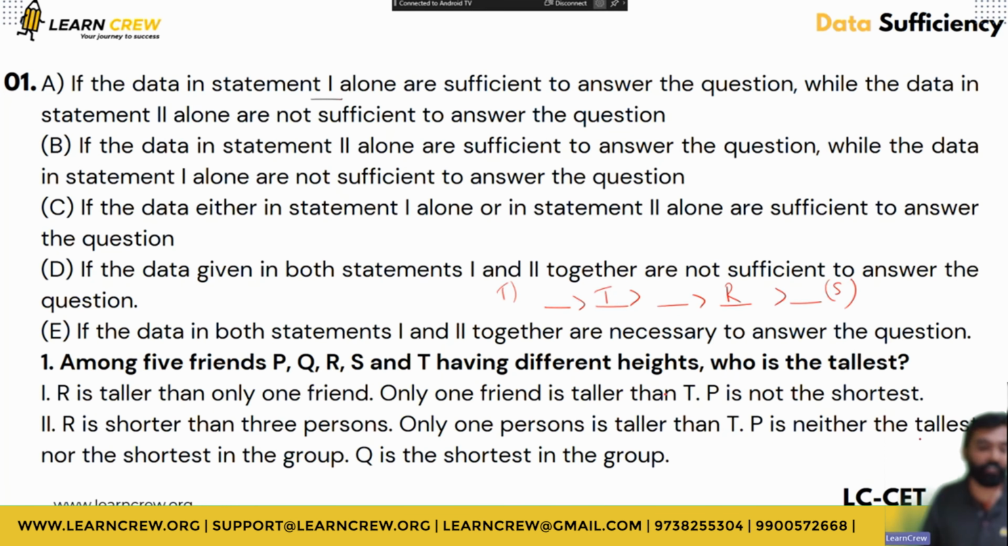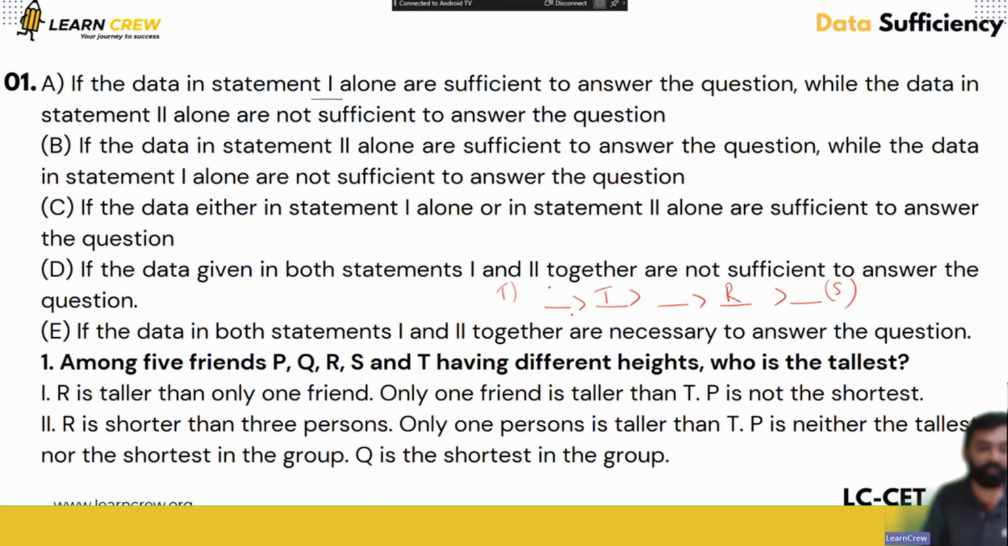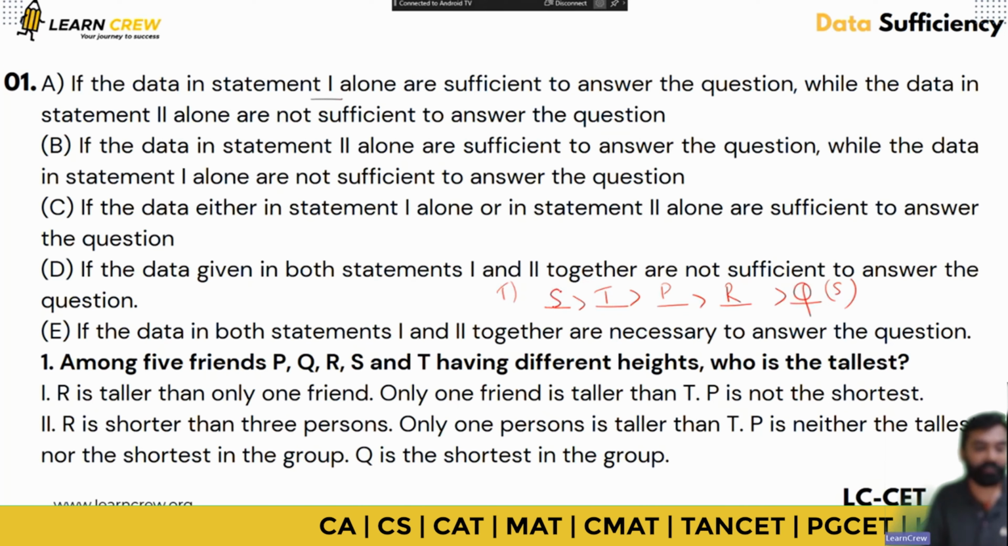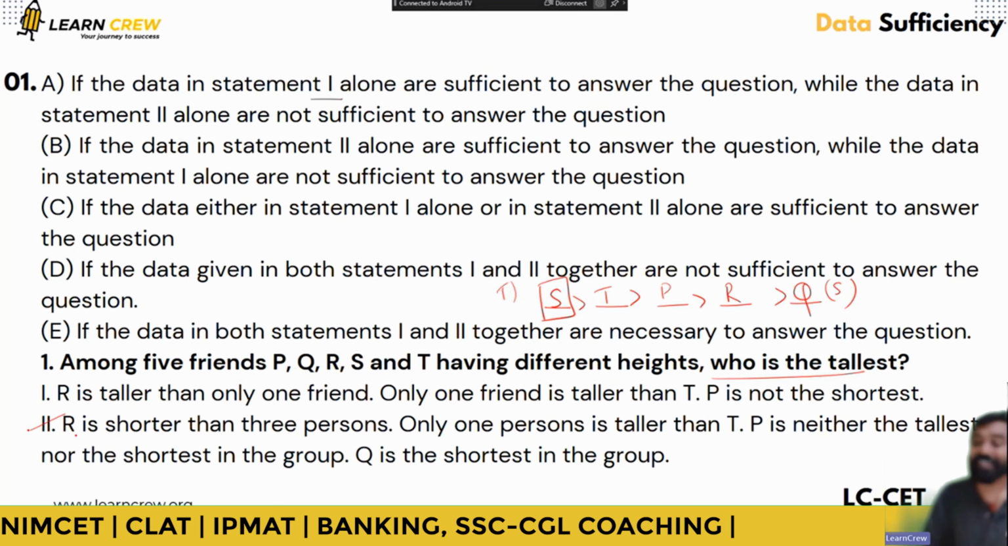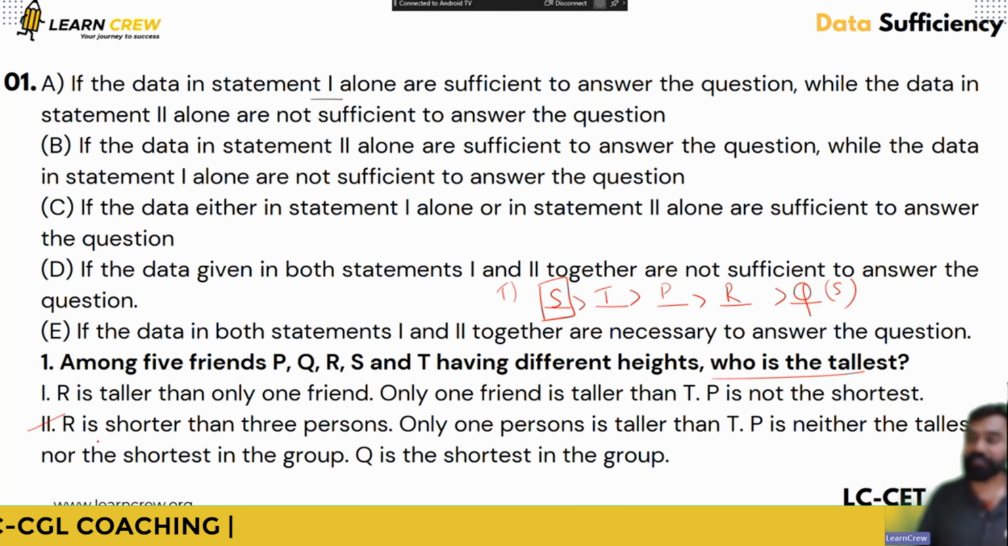Fine. P is neither the tallest nor the shortest. So obviously P has to come over here, right? Q is the shortest in the group. So if Q is the shortest in the group, who is left out? S. So S is going to be the tallest person. Option number 2 is conclusively providing us the information of who is the tallest. So we are going to select option number B as the answer for the given question.